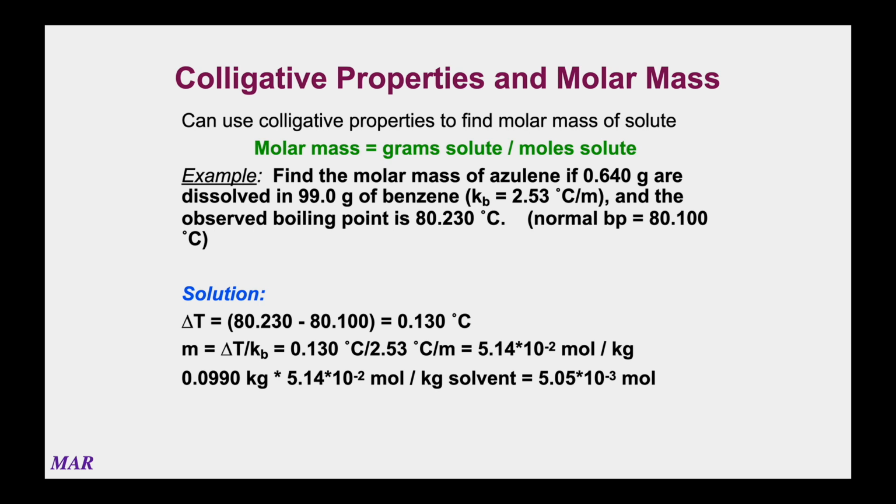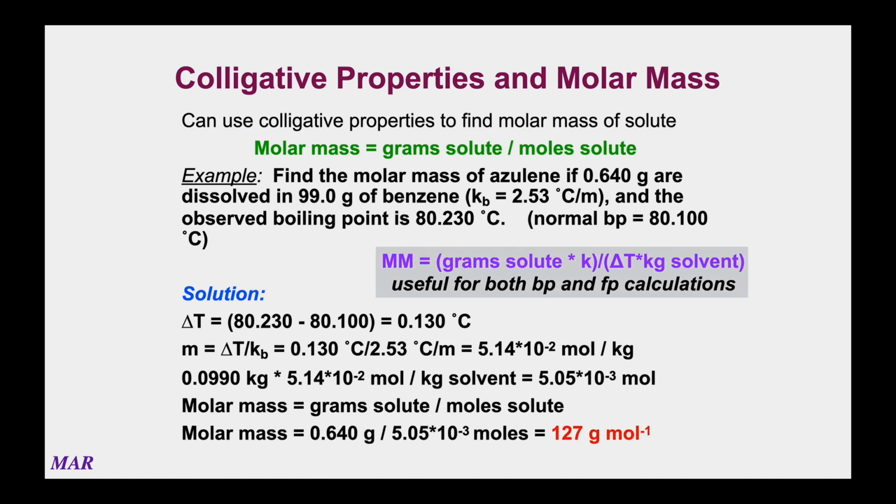Now we can solve for the molar mass because 0.640 grams of azulene created this effect, which was 5.05 times 10 to the minus 3 moles. Grams per mole, molar mass, 127 grams per mole. That's the molar mass of azulene. This is a really cool technique. If you want to do this kind of quick and dirty, the little equation there in purple: molar mass equals grams of solute times the K value divided by the ΔT and the kilograms of solvent. This is something that I've used quite a bit, so this equation comes in super handy. You don't have to. You can also go through the steps in this problem.